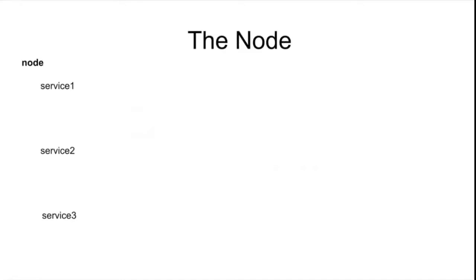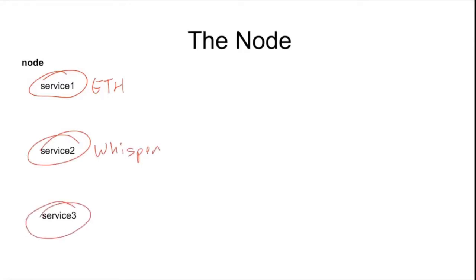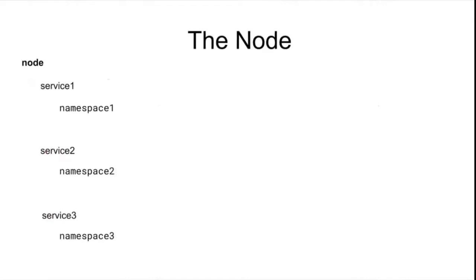To actually do some work, the node has to have something, and that something is services. Each node can have multiple services running on it. One service might be the Ethereum blockchain implementation, another service might be a Whisper implementation, for instance, and the third might be something like Swarm or something else, really. It can be anything. Each service is registered within the node, and there is a registry, and each service registers its own namespace.